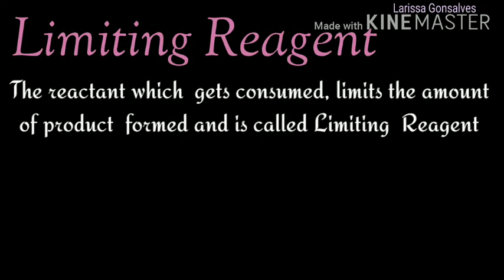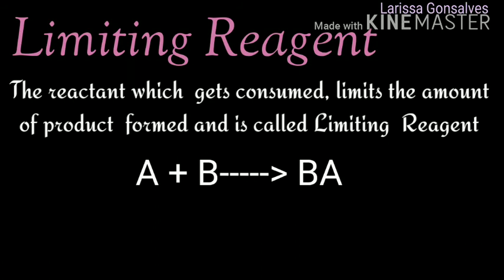So the reactant which is present in lesser amount gets consumed after some time and no further reaction takes place, whatever the amount left of the other reactant. The reactant which gets consumed limits the amount of product formed, and it is therefore, in simple words, the limiting reagent. Limiting is the one which is going to stop, and reagent means reactant. So when we consider a chemical reaction, we say reactant A combines with reactant B to give us some product, say BA.